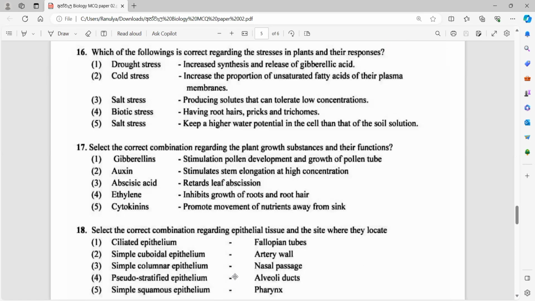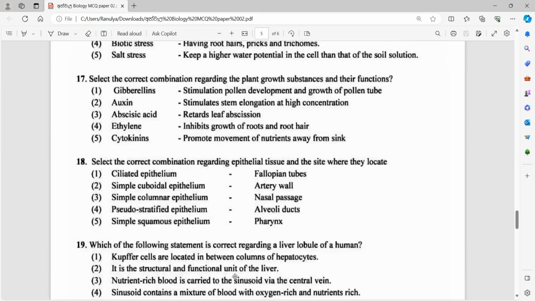17th question, that is from plant hormones. Select the correct combination regarding the plant growth substance and their function. To answer this kind of question, you should know that table. You have to study that table, right? Even this time, they can ask an essay question from these plant growth substances.